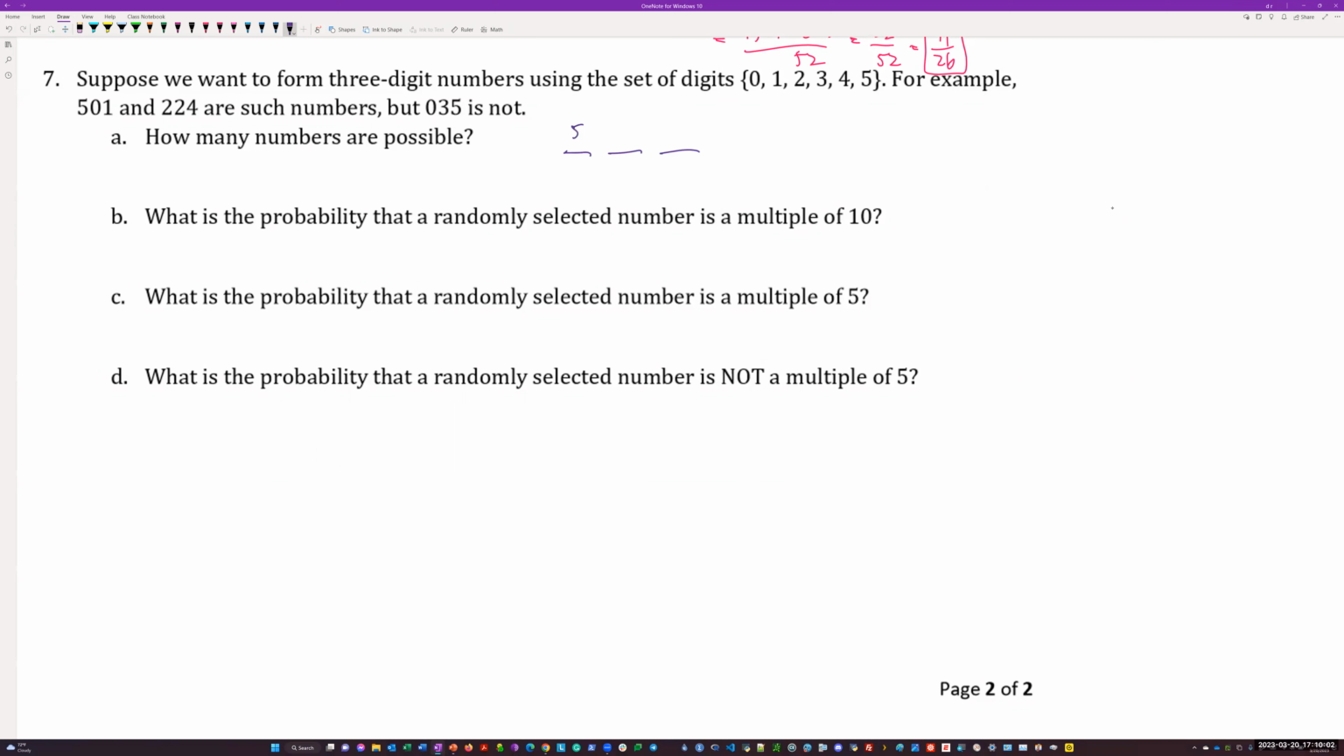That's correct. Good. There's 5 choices for the first one, right? Then what? 6. And then what about the third one? 6. If that's all I have to tell you to be able to do it, then you can end up doing it yourself. I asked a few questions, but then all I said was make the slots.